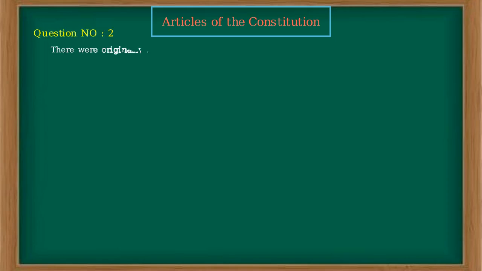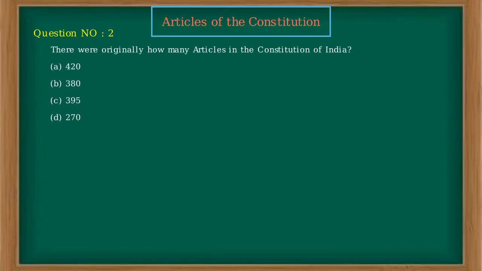There were originally how many articles in the Constitution of India? A. 420, B. 380, C. 395, D. 270. Ans. C.